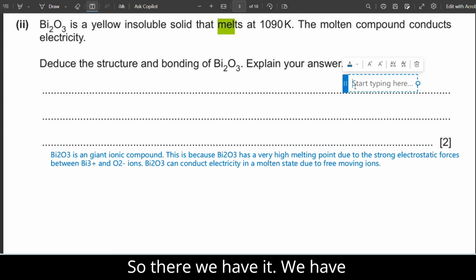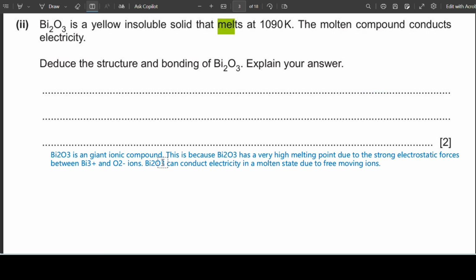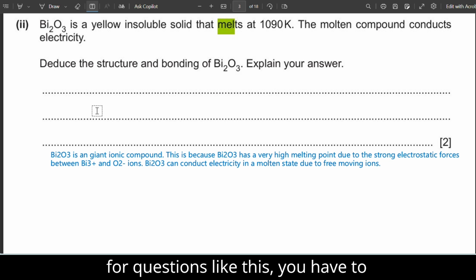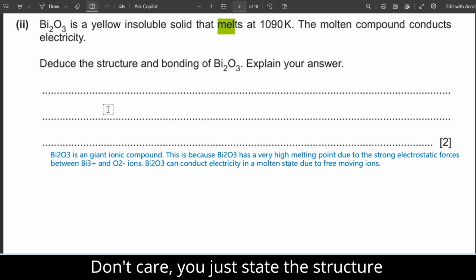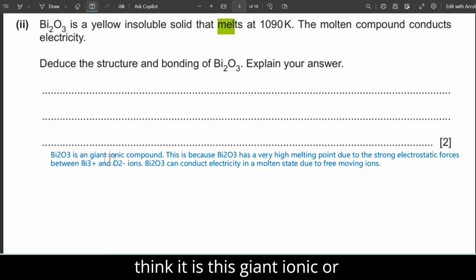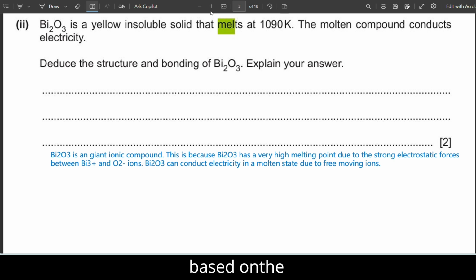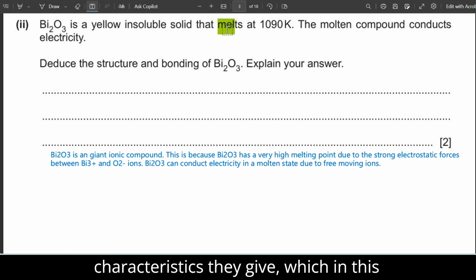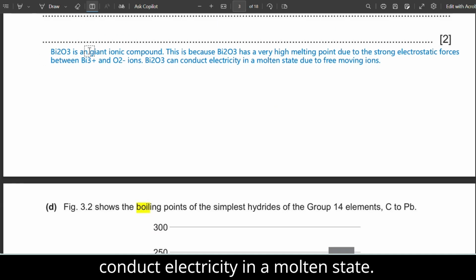So there we have it. We have basically our 2 marks. First off, for questions like this, you have to state the structure and bonding first. You just state the structure and bonding. Then you explain why you think it is giant ionic or simple covalent or giant covalent, based on the characteristics they give, which in this case is high melting point and can conduct electricity in a molten state.